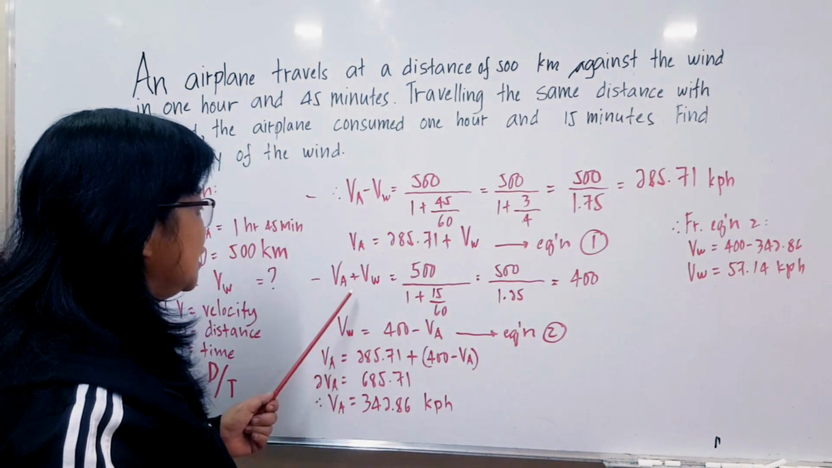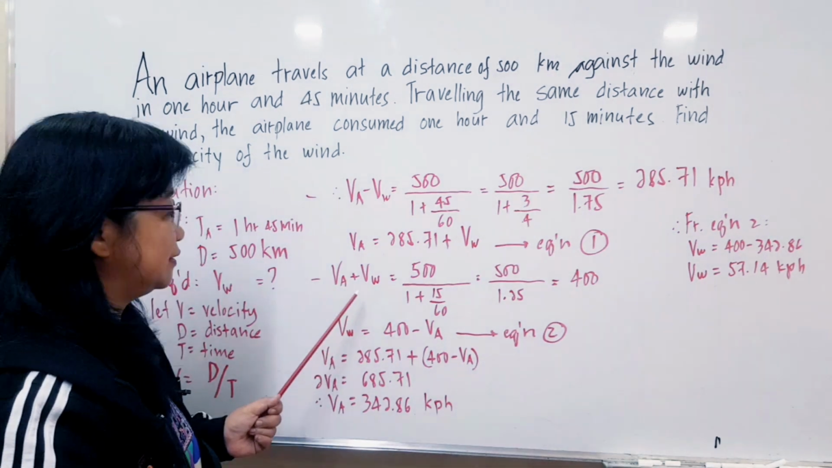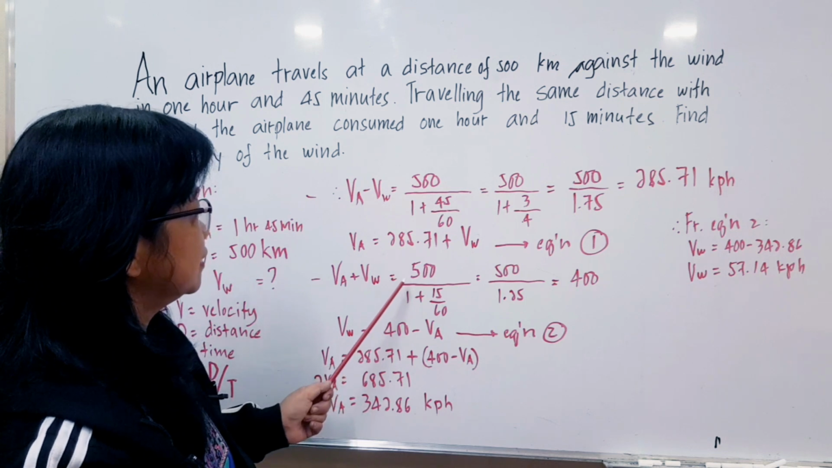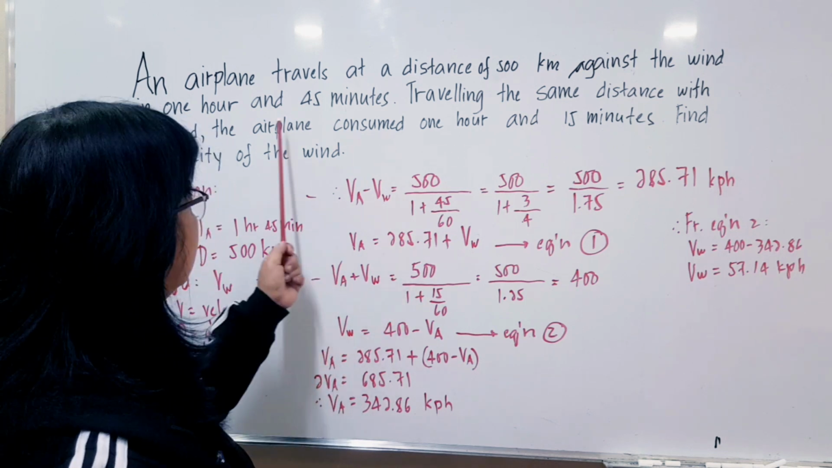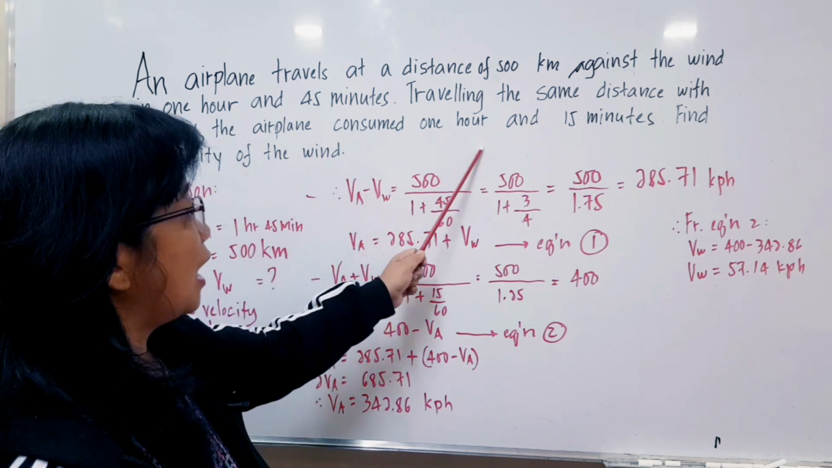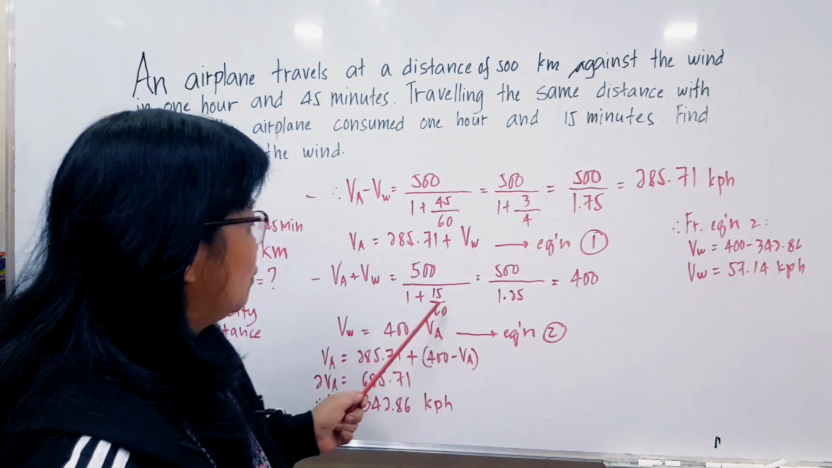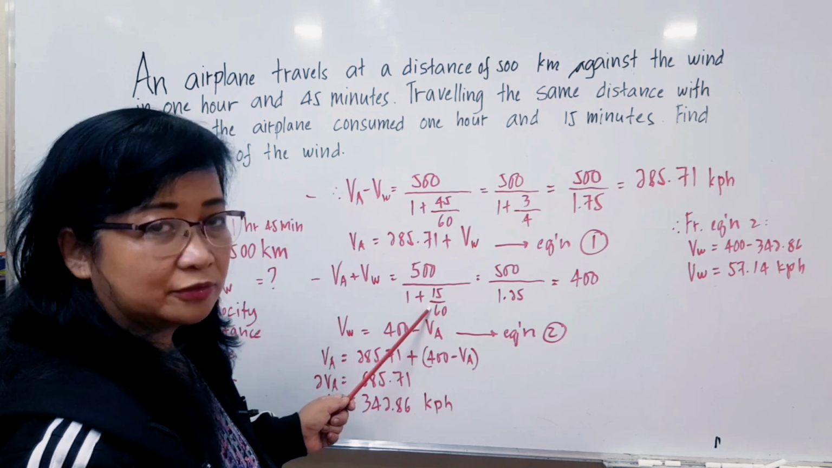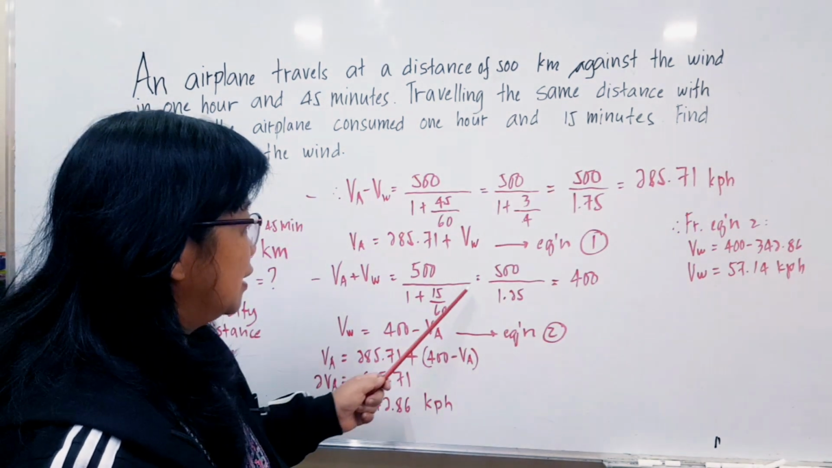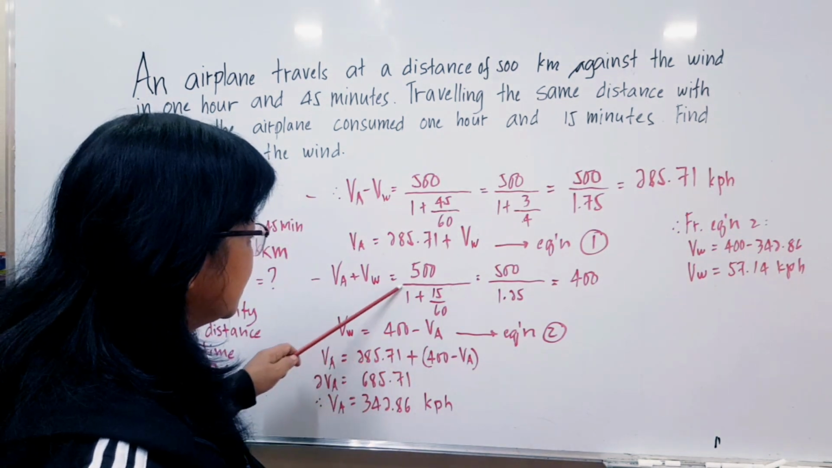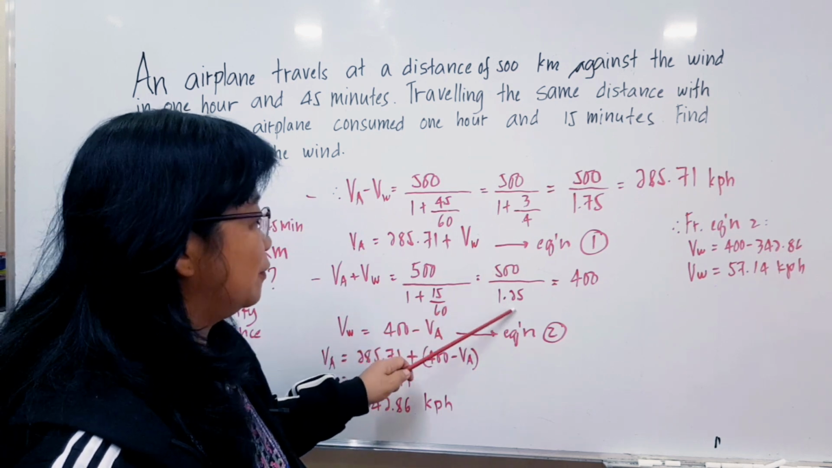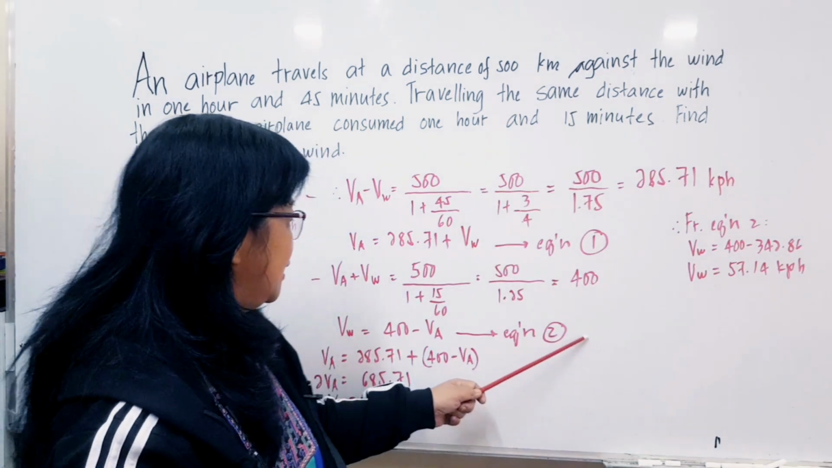So, ang velocity nila is velocity of the airplane plus the velocity of the wind is equal to the distance, which is 500 kilometer divided by the hour they consume, which is 1 hour and 15 minutes. 1 hour plus 15 minutes. So, 15 divided by 60 to convert it to hour. Therefore, converting this one is equal to 1.25. So, 500 divided by 1.25 is equal to 400.